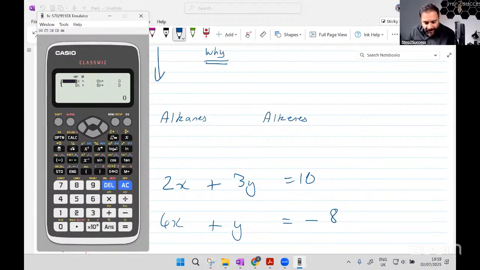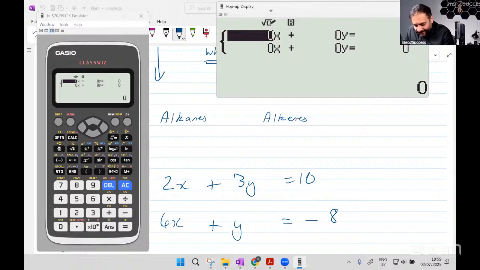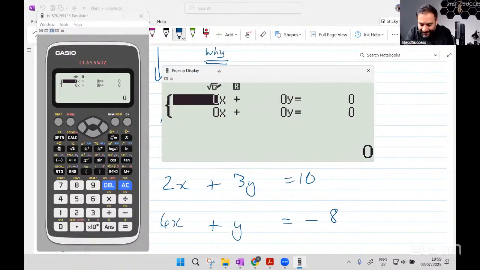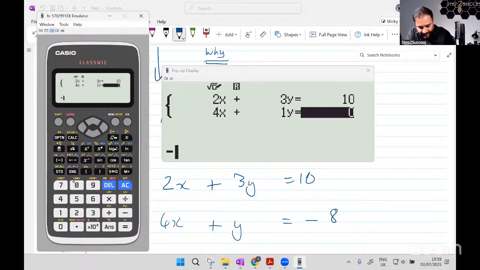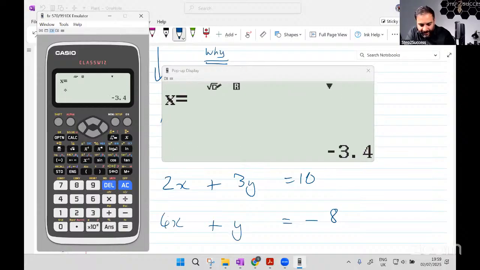And then you see something, I'll make this bigger, that looks exactly like a simultaneous equation question where it asks you what is the number in front of the first X? 2. The number in front of the first Y? 3. The number at the end? 10. Then the number in front of the second row, the 4x, 1y, minus 8. Press equals, and it'll tell you that X is minus 3.4 and Y is 5.6 in that question that I just made up. As I say, I don't highly recommend it. It's not that useful. I've hardly ever used it. Most of the time you need to show your working out anyway, so it's okay to check something, but it's not that useful.